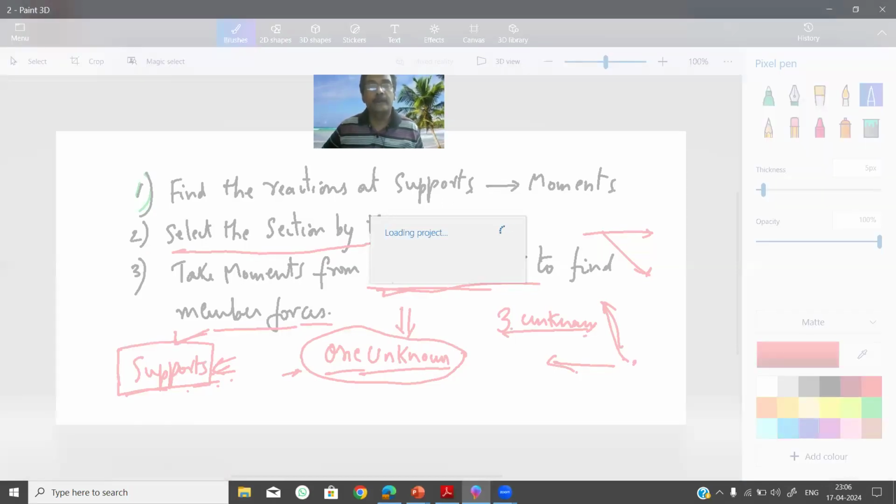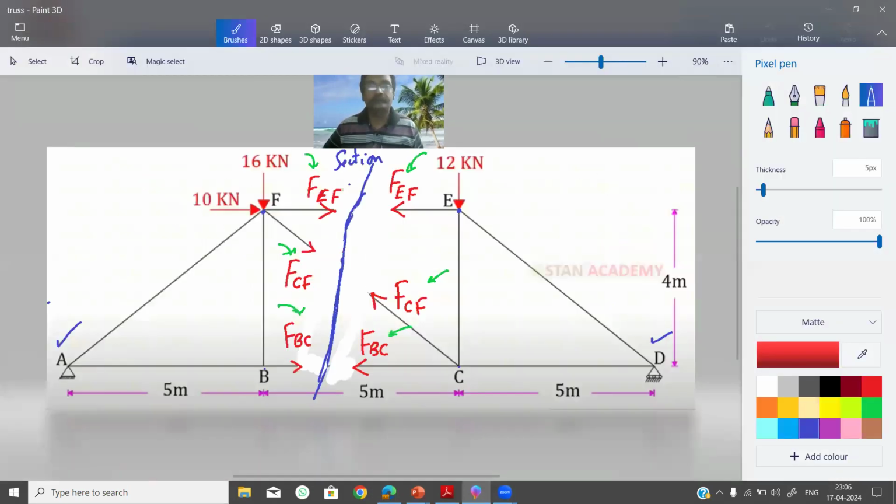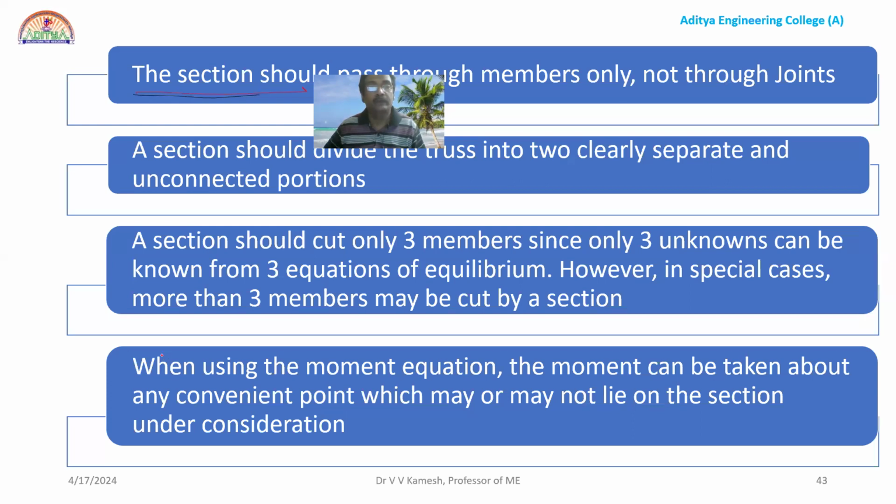Now it is loading. What we had done earlier. See, it is cutting the truss into two clearly separated halves, right? And it is passing through the members EF, CF, and BC clearly, okay? And it is not passing through any point or any joint. Understood? Now, what is the third one?